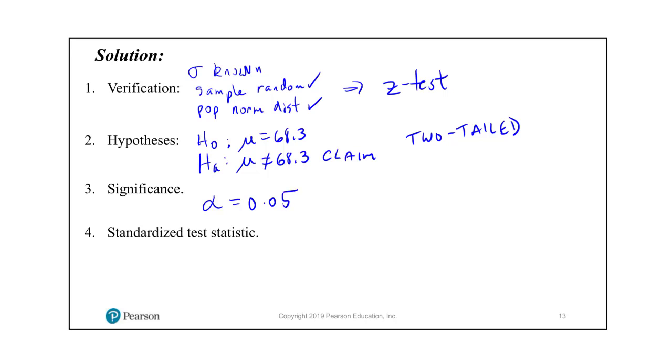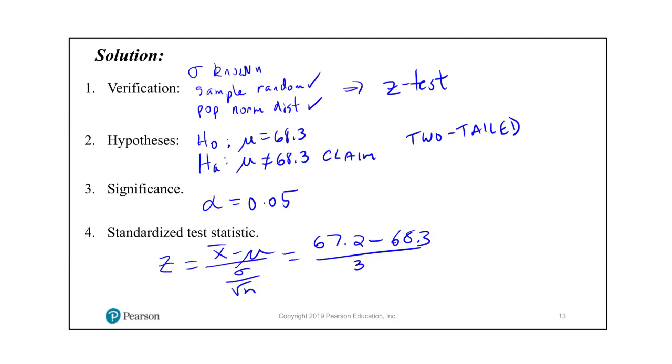And then let's get z. All right, so z again is x bar minus mu over sigma over the square root of n. That would be 67.2 that we said before, minus 68.3, that's mu, over 3.5 over square root of 25. Crank this out, and I get approximately negative 1.57. All right, so there's my z-score that I'm going to use to figure out my area and hence my probability.